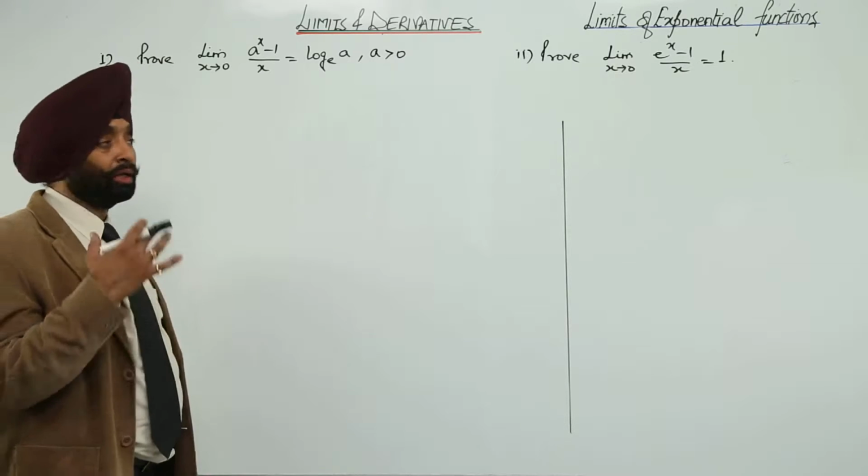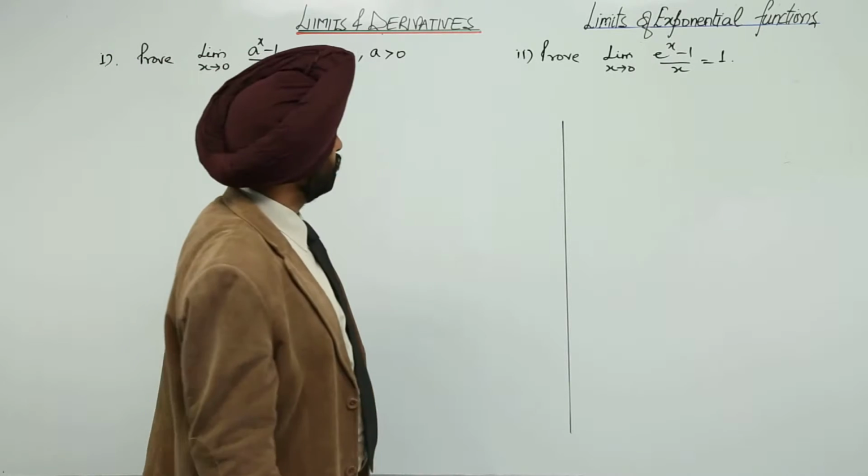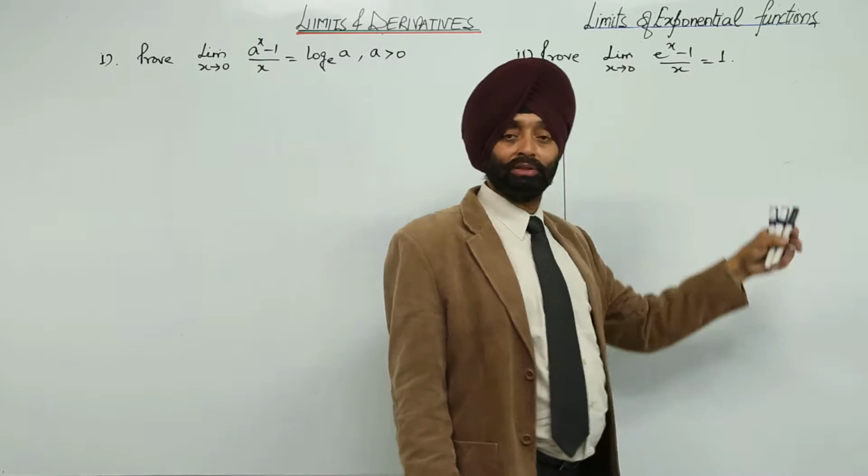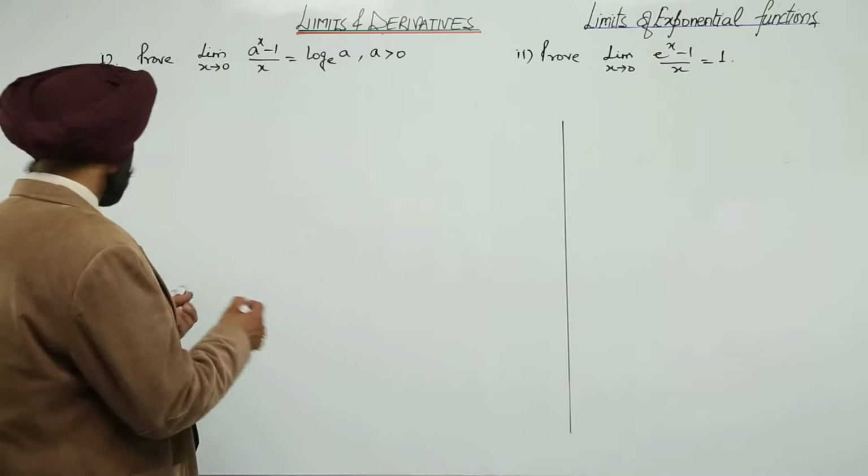Where a is greater than 0. And limit x approaches 0, (e raised to power x minus 1) upon x, this is equal to 1. So let's prove it now.